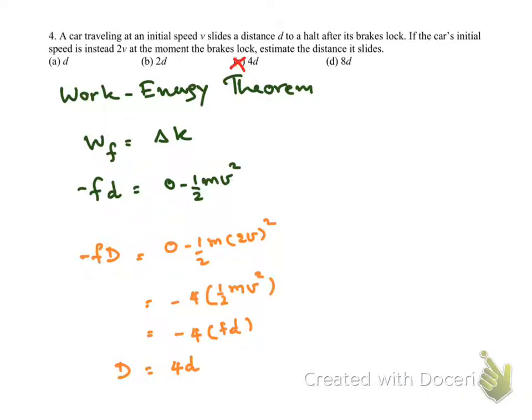Question number 4. A car traveling at an initial speed v slides a distance d to a halt. It means stop after its brakes.